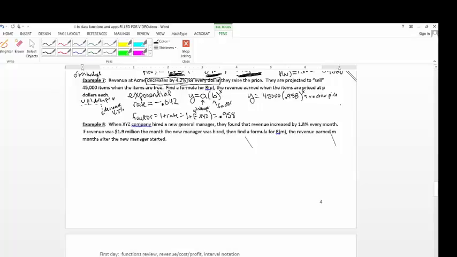When you plug in the price x, it's spitting out the number sold. It's not spitting out revenue, which is what they want us to find, but it's spitting out number sold. If you want to find revenue, that needs to be number sold times price per item. So this function right here, y equals 45,000 times 0.958 to the x, is plugging in price, spitting out number sold.